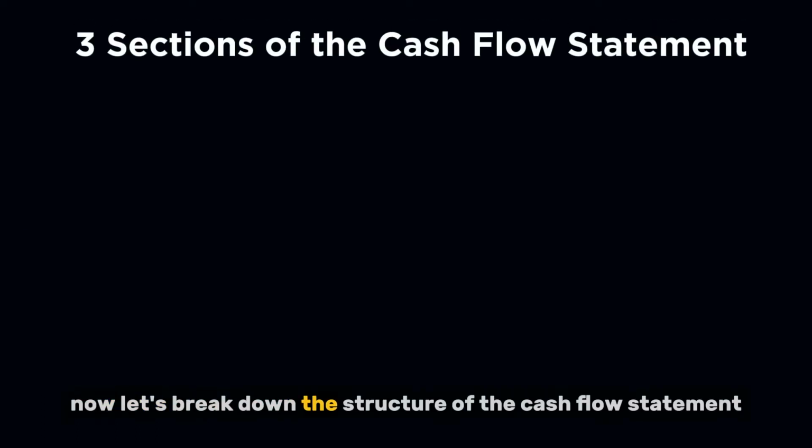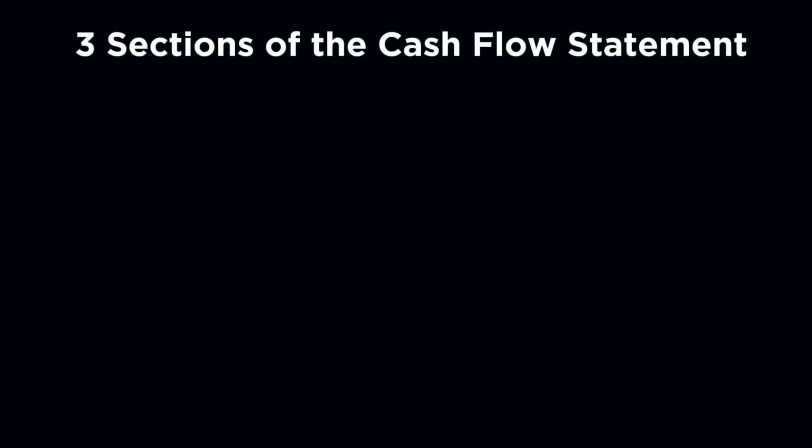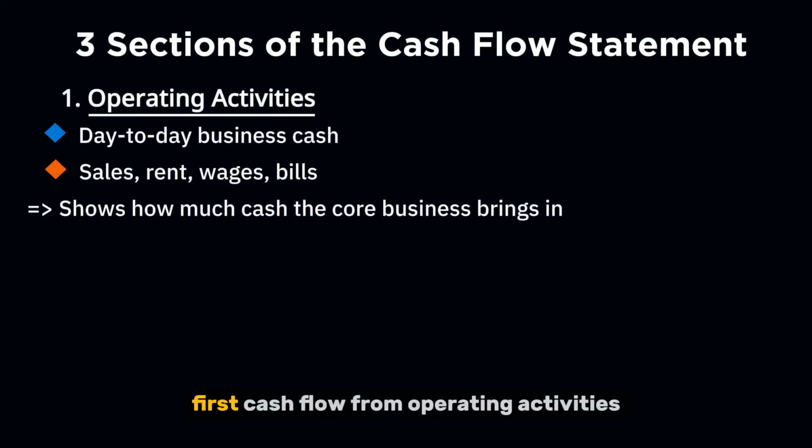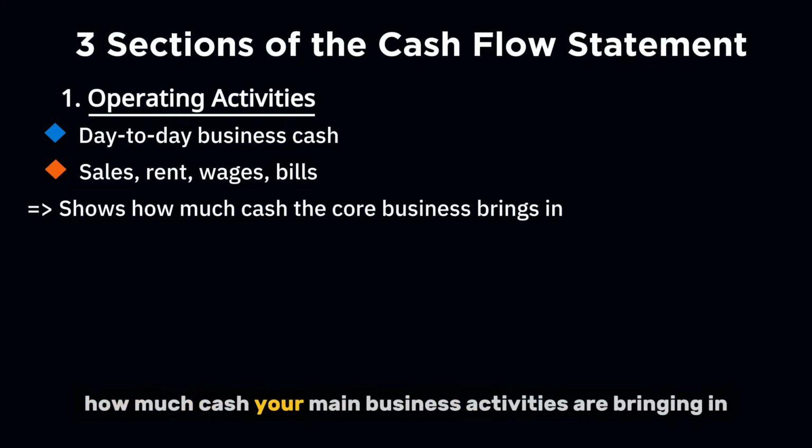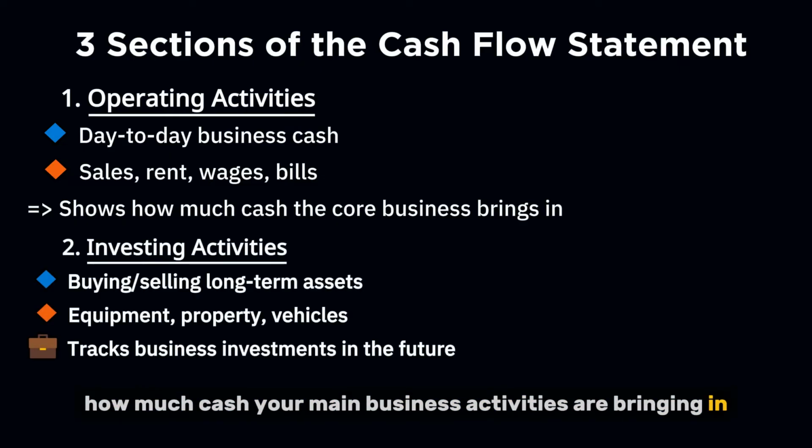Now let's break down the structure of the cash flow statement. It has three main sections. First, cash flow from operating activities. This is the core of your business. It includes cash from sales, payments to suppliers, wages, rent, and other daily costs. This is the most important part because it shows how much cash your main business activities are bringing in.